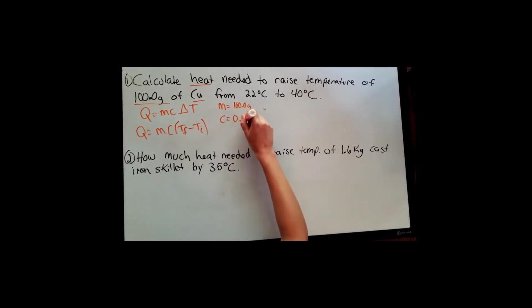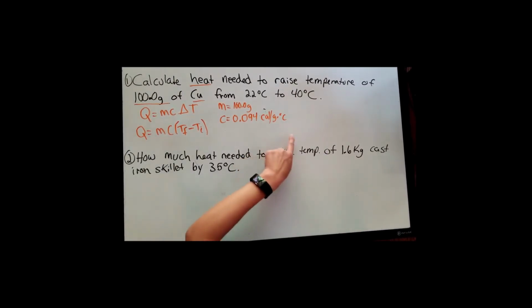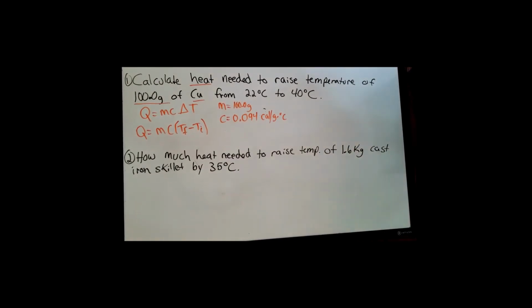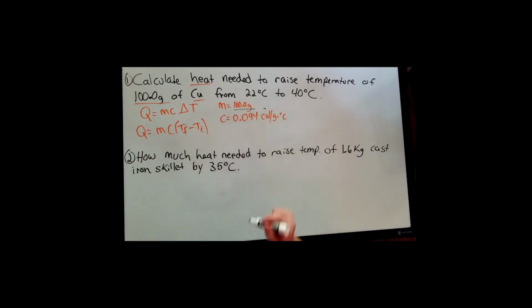So if you look up on the table, it's 0.094 calories per gram times degrees Celsius. So remember, those units help you remember what you need all of the other variables in. So just double checking that value. Notice for mass, they gave it to us in grams, and we're so used to converting that to kilograms right away, but not for this equation. We want to leave it in grams.